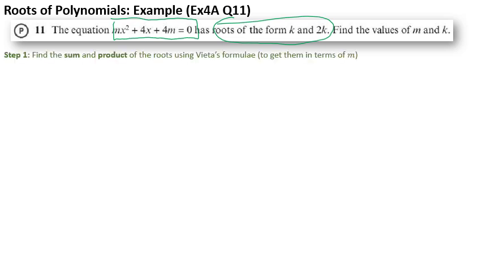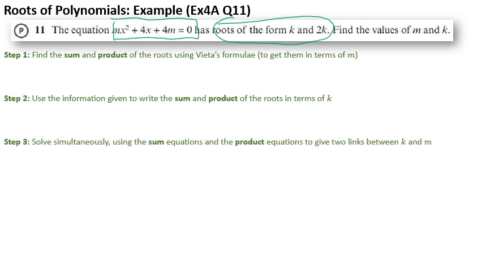So step 1, let's find the sum and the product of the roots. And this will give us results in terms of m, because the sum and the product of the roots from the original standard format for a quadratic will all be in terms of a, b, and c. So we'll get our values in terms of m. After that, we can use the information given in the question to write the sum and the product of the roots in terms of k. So they've told you that the roots are k and 2k. You could add them, you could multiply them, and that will give you the sum and the product, but this time in terms of k.